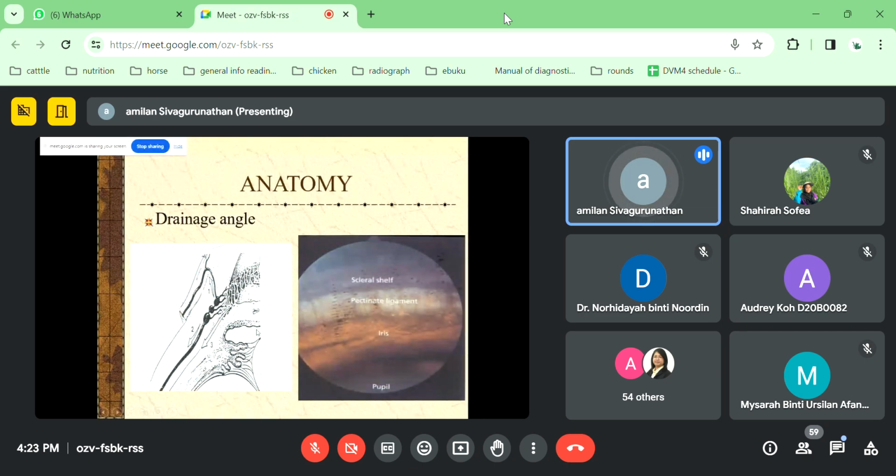So here is the outflow pathway, or what we call the drainage angle. Fluid is produced from the ciliary body through the pars plicata. They then migrate out through the lens space, through the pupil, to the front chamber, and then drain back to the iridocorneal angle, or the ICA. This is the ICA. And from the ICA, it goes back into the venous outflow.